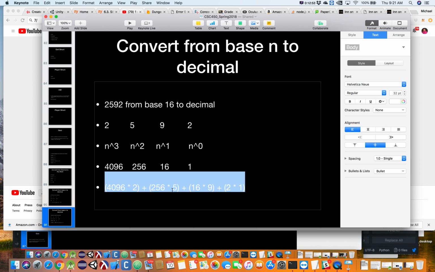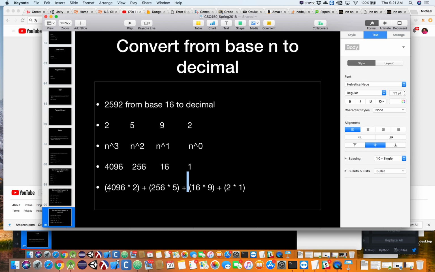9618. So that is the decimal equivalent. 2592 in hexadecimal is equal to 9618 in decimal. Okay.